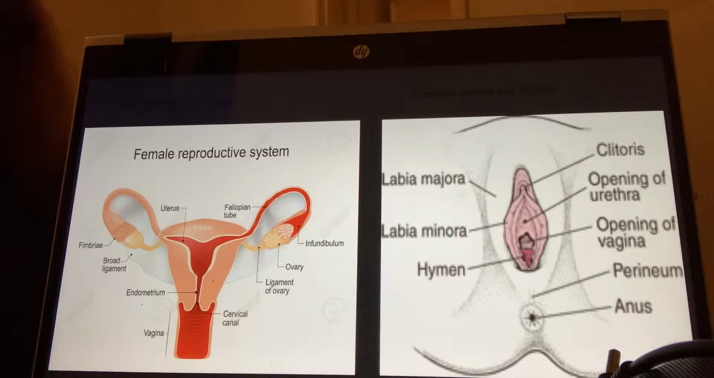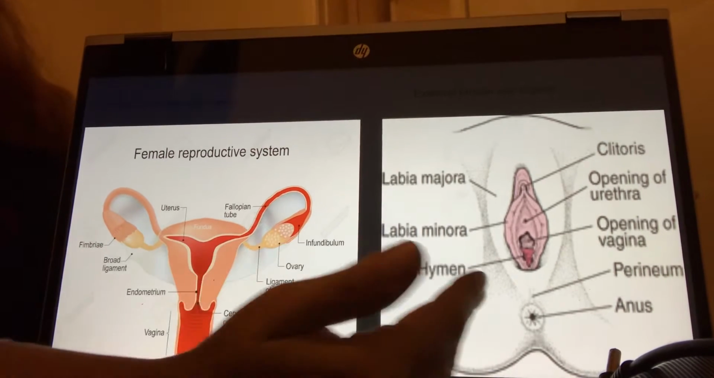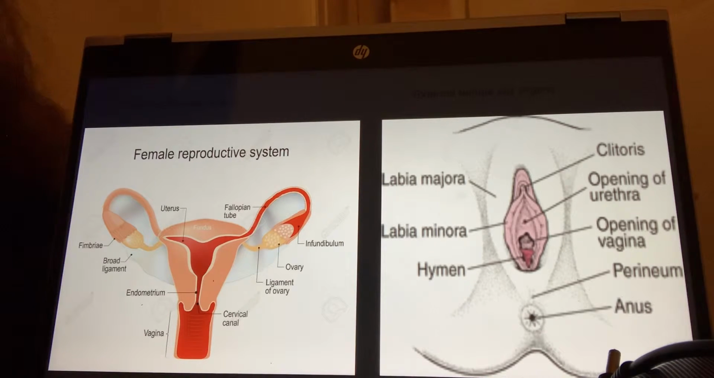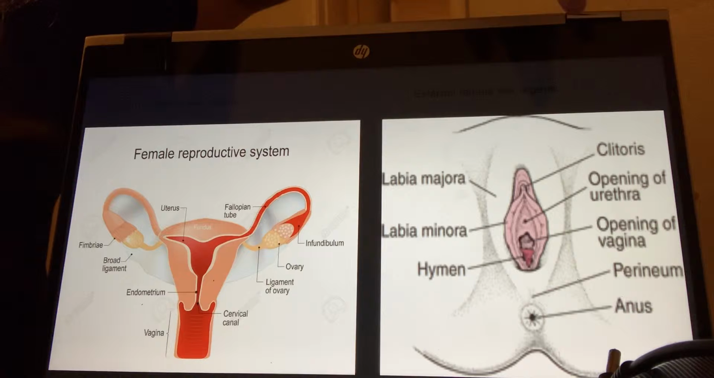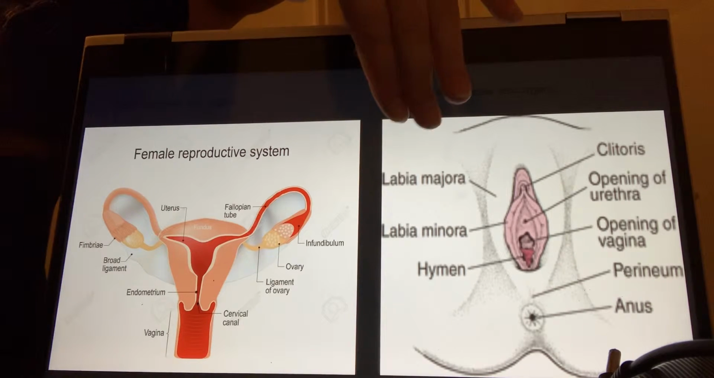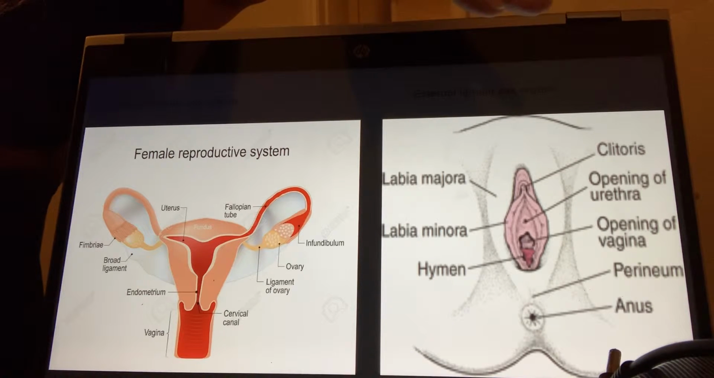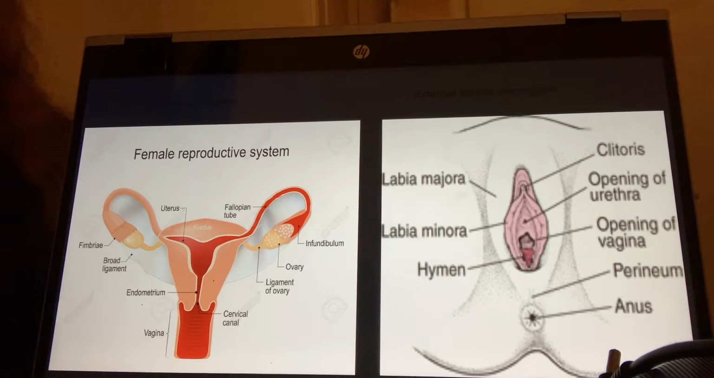enables sperm to enter the body. So it's needed for assistance, I guess. Containing the clitoris, labia minora, labia majora, the anus, and the opening of the vagina. So, that's fairly important.